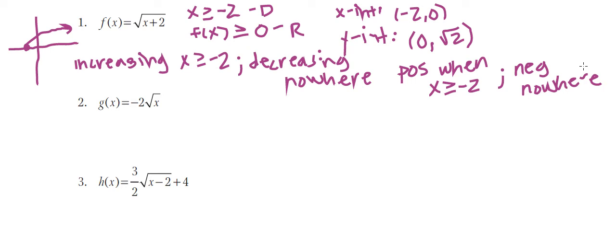And then for end behavior, we'd say that as x increases, f of x approaches infinity. And then we would say as x decreases, f of x doesn't exist. So that should be number 1 there. I think I hit all of those pieces. Now we're going to look at number 2.